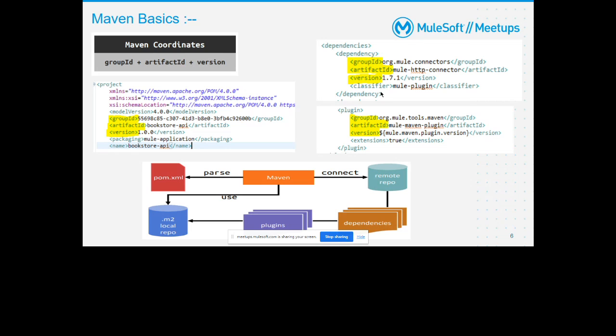But how does Maven find them? Okay, that is the question. So Maven uses Maven coordinates, which is a group of group ID plus artifact ID plus version, for everything like projects, dependencies, and plugins defined in the pom.xml. Okay, and let's say if we want to connect to a private repository or Nexus repository, right? So for external credentials, it uses Maven settings.xml to connect with external repositories like Anypoint Exchange or Mule Maven Enterprise repository.